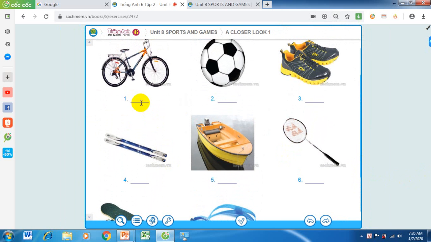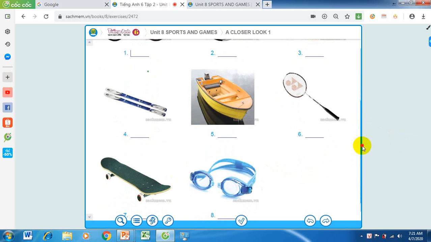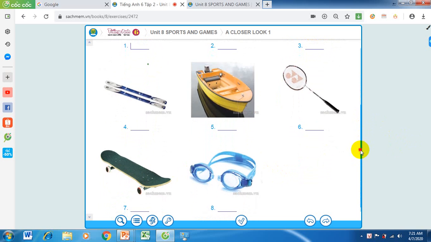Yes. Number 1, the bicycle. Number 2, the ball. Number 3, sports shoes. Number 4, skis. Number 5, a boat. Number 6, a racket. Number 7, a skateboard. And number 8, goggles. Now check your answers.